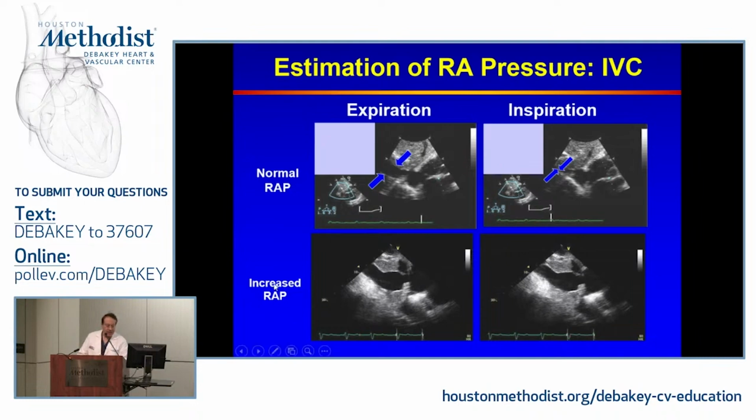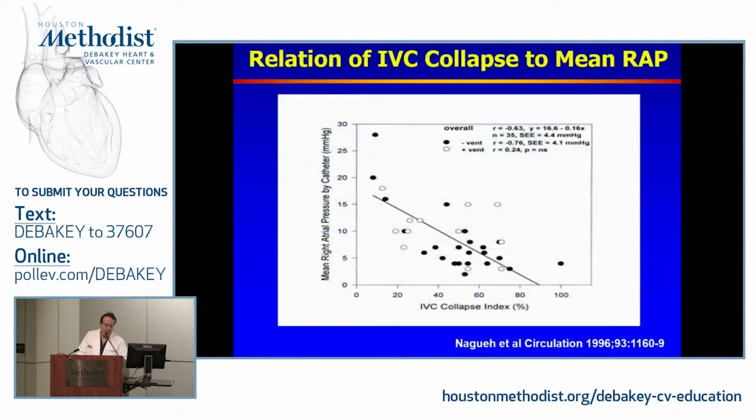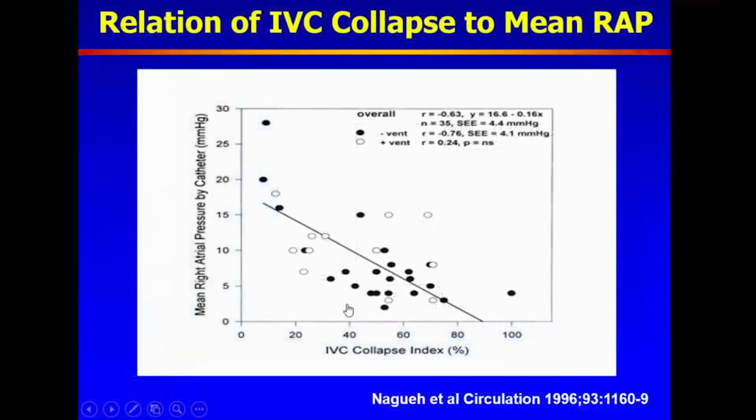And you see an example from a normal subject here and from someone with a very dilated IVC that doesn't change at all, and also you can appreciate that the hepatic veins are dilated. By the way, dilated hepatic veins have also been associated with high RAP. That's one of the studies back in '96 showing the correlation between the IVC collapse index and mean right atrial pressure. As the collapse index is higher, more collapse of the IVC, the lower the right atrial pressure.